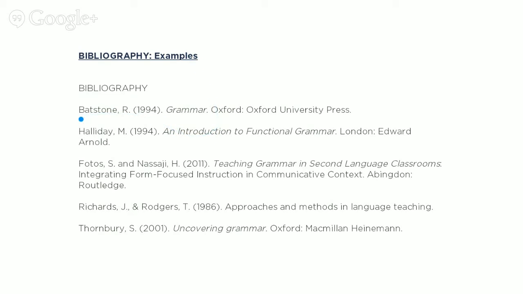I think that if you start to read these, you'll notice that you can actually understand what they are about. Here we have the author name, the publication year, the name of the book. The book is just called Grammar. This is where it was published, and this is who published it. Here again, we have an author name, who published in this year. He published An Introduction to Functional Grammar. This was in London, and Edward Arnold was the publisher.